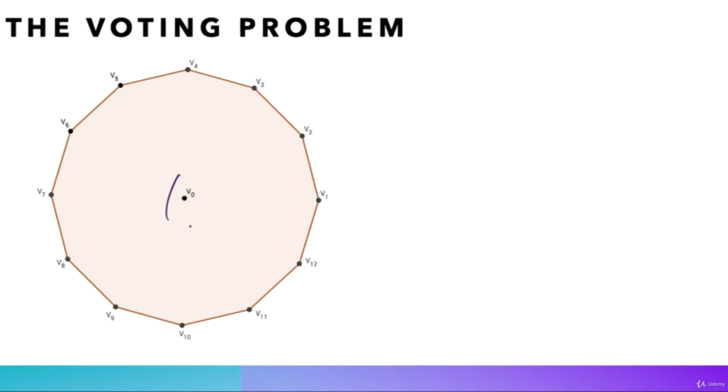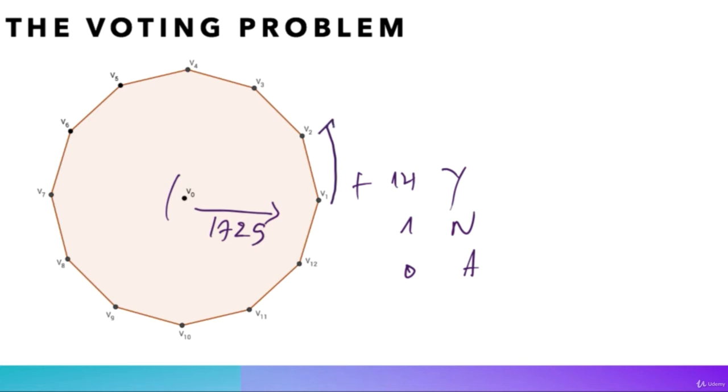Now the procedure is as follows. V0 takes a blank piece of paper and writes on it a large number, say for instance 1729, and hands it to V1. Then to this number, V1 adds 14 to vote yes, he adds 1 to vote no, and adds 0 for abstain. V1 writes this sum on a new piece of paper and hands it to V2.